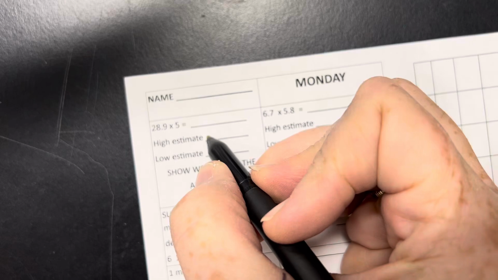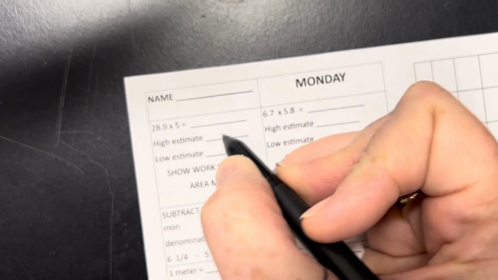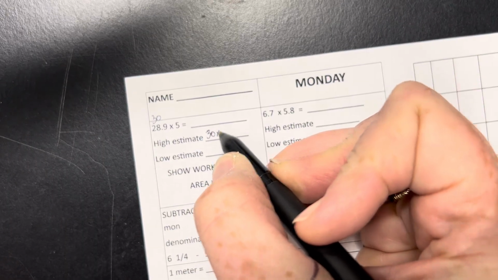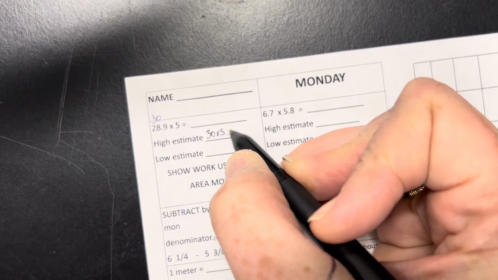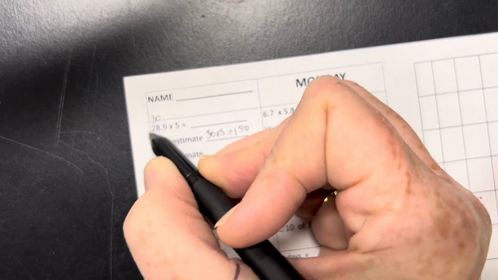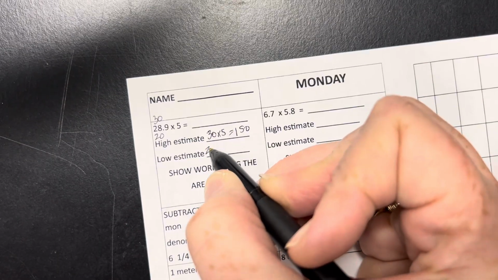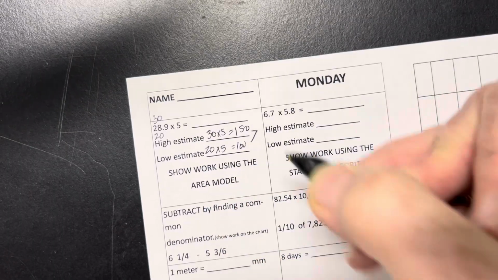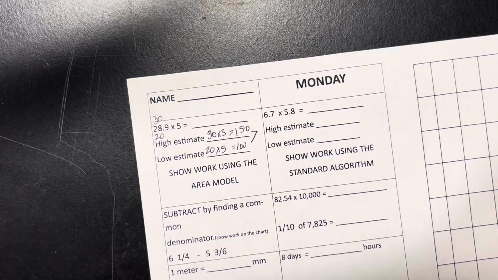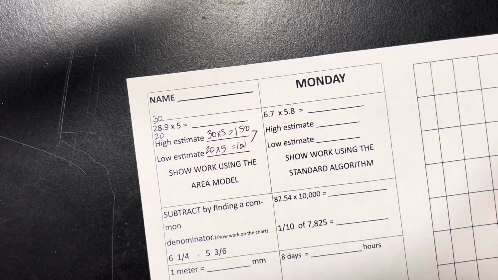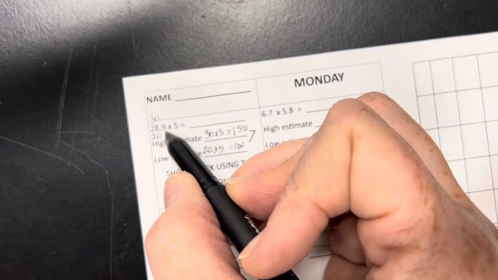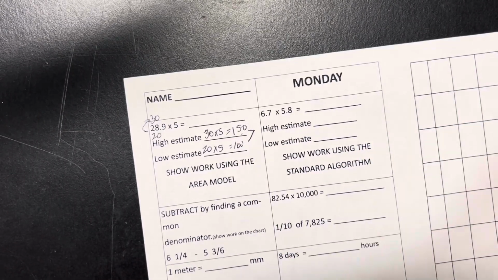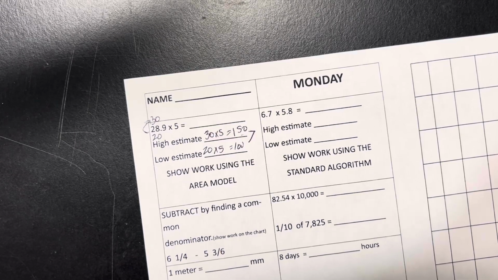Okay, so in this first one here, if we round this up, we would round it up to 30 times 5. We're going to keep 5 because it's a single digit, and we would get 150. And if we round it down, it would round to 20 times 5. Hopefully you're telling me 100. So I know my product has to fall between those two numbers, 100 and 150. Now, if you look up here, 28 and 9/10 is definitely closer to 30, so it's got to be closer to that 150 without going over, okay?